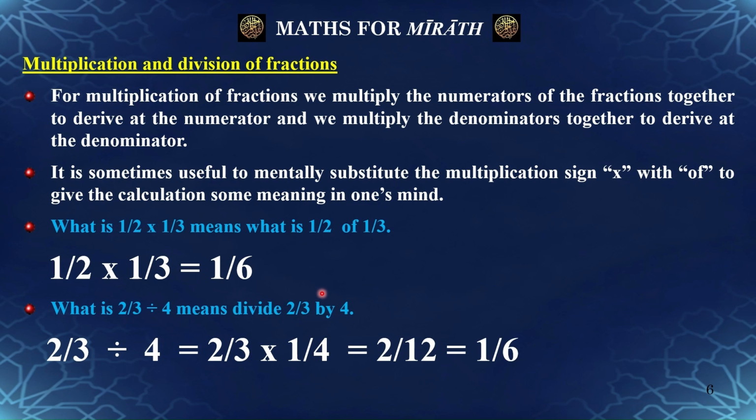Let us now look at division of fractions. 2/3 divided by 4 means to divide 2/3 by 4. In this calculation, the fraction following the division sign is inverted, and the division sign converted to multiplication. So 2/3 divided by 4 becomes 2/3 multiplied by 1/4. We multiply the numerators. 2 multiplied by 1 is 2. The denominators 3 and 4 are multiplied together to get 12. So the answer is 2/12, which is reduced to 1/6.